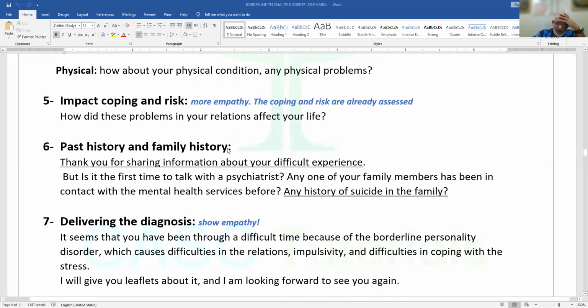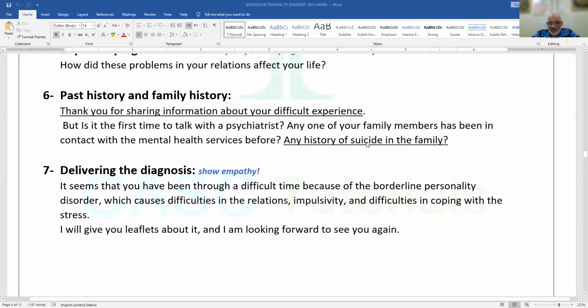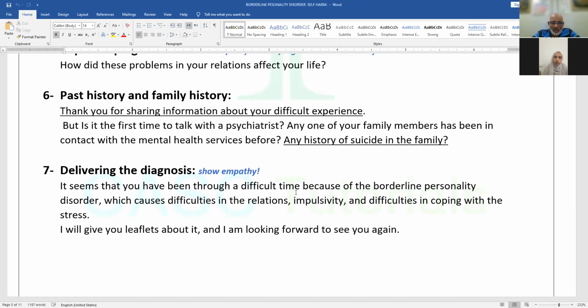Past history and family history. Very important to ask if there is any suicide in the family. Even if this is a parasuicide or self-injurious behavior, ask about it because it runs in families. So when you ask about the past history and family history, ask about history of suicide. Ask questions which show that you are different from the other candidates and you know what you are doing.